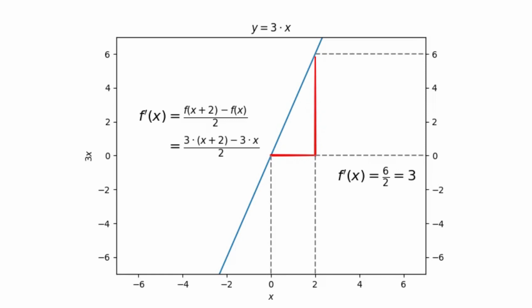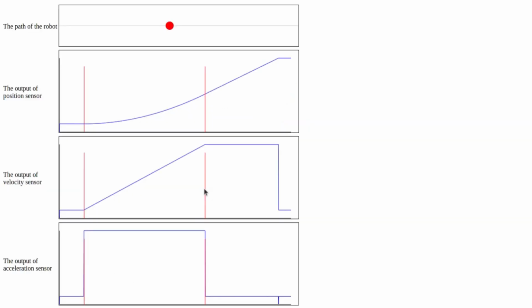The derivative of this linear function is a constant. It's not depending on the exact value of x. It changes in the same way everywhere. I would like to refer back to the robot scene at the beginning of this video, where the speed increased linearly, the acceleration had a constant value.